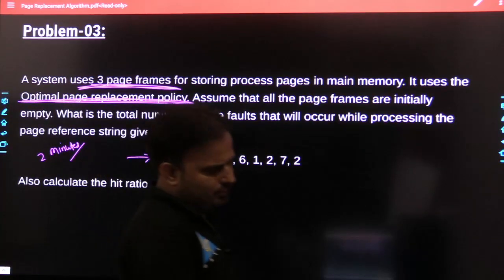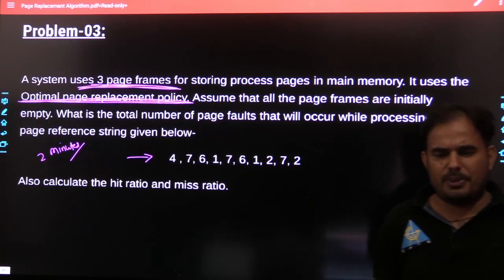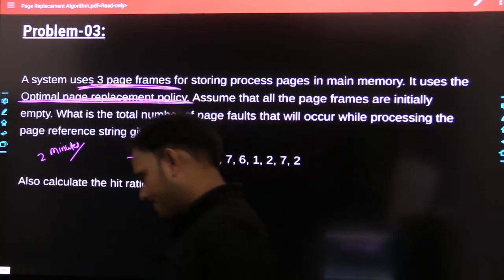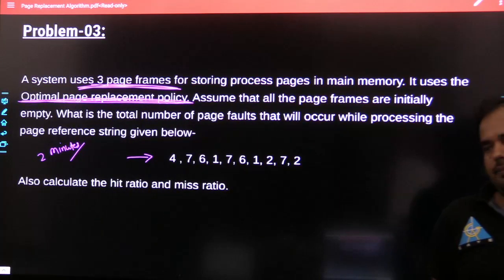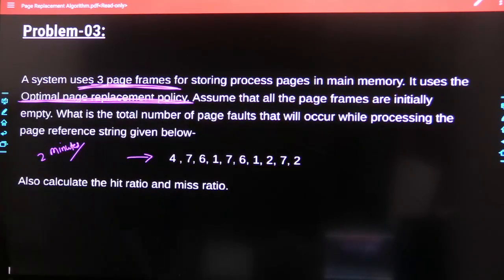So I hope you are getting the answer. Okay. We have discussed in detail optimal page replacement, my dear friends, and we have solved two practice questions also. So I hope you got the answer. Now I am going to solve it.